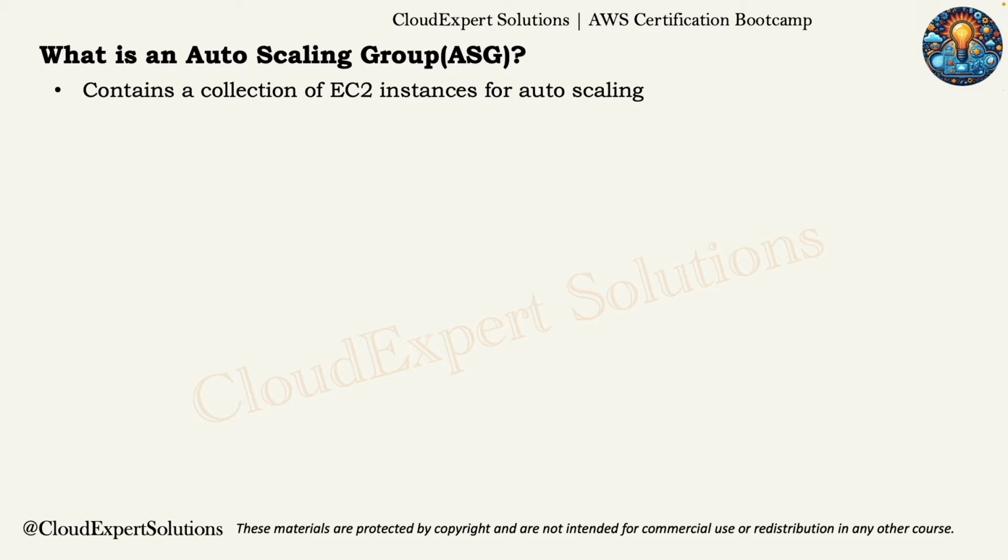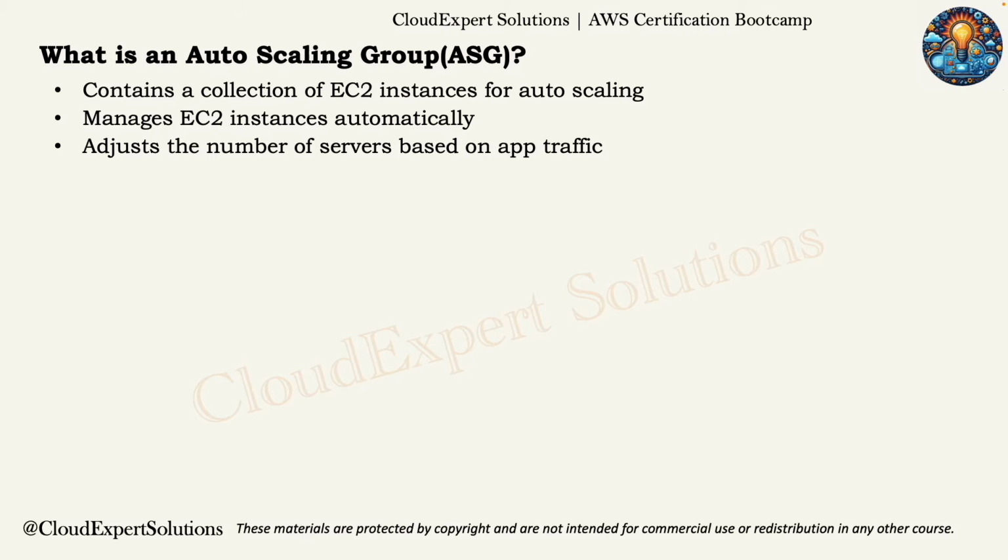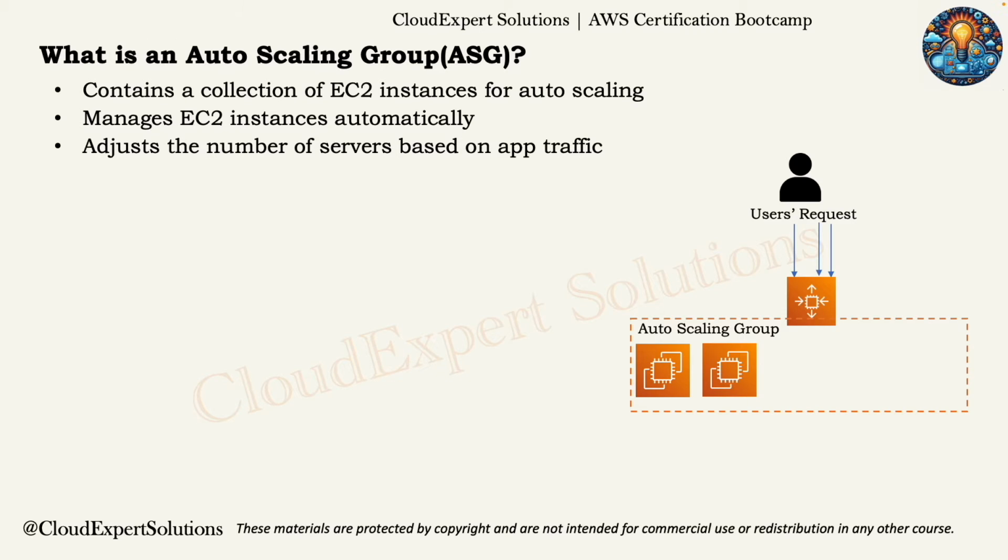An auto-scaling group contains a collection of EC2 instances that are treated as a logical grouping for the purpose of auto-scaling and management. An auto-scaling group manages EC2 instances automatically and it can adjust the number of servers based on the application traffic. Let's understand with a diagram. Let's assume we have our user and our application is deployed using EC2 servers. Currently, the application is observing steady state traffic and the application is served using two backend EC2 instances.